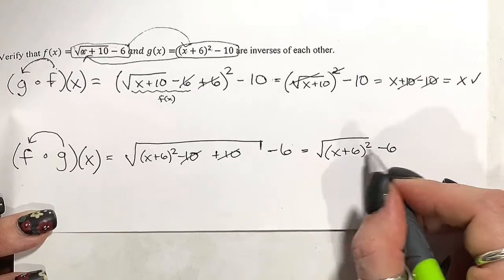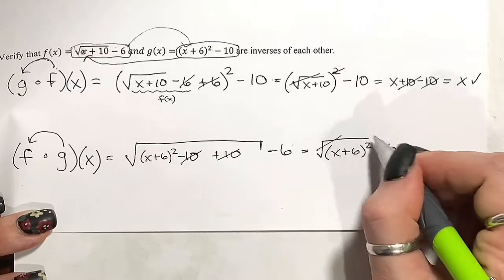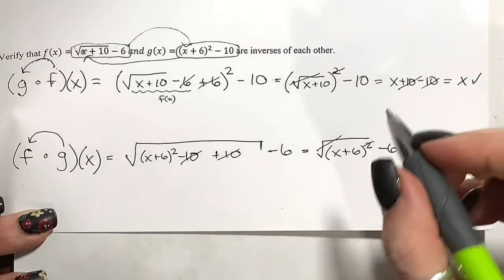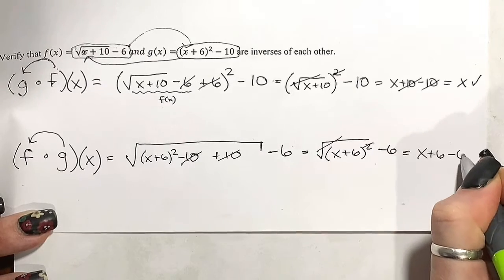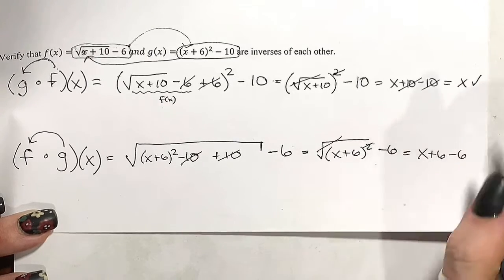So again, I can't cancel the 6's while that square root's there, so the next step would be to show that the square and the square root cancel. And that leaves us with x plus 6 minus 6. And I know it's annoying to write that last step down, but you need it.